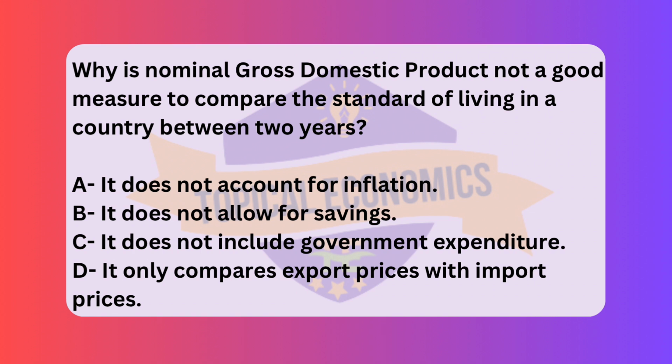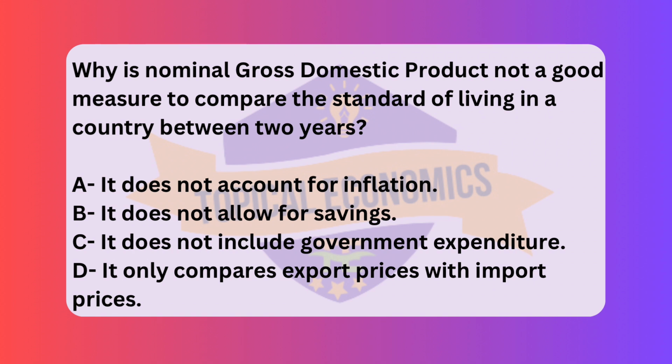Nominal GDP does not account for inflation, which means that any increase in nominal GDP could simply reflect higher prices rather than actual growth in the economy or improvements in the standard of living. For example, if nominal GDP increases by 5% from one year to the next, but inflation is also 5%, there has been no real increase in economic output or living standards. Real GDP would eliminate the effects of inflation, allowing for a more accurate comparison of living standards between 2 years. Analyzing the other options.